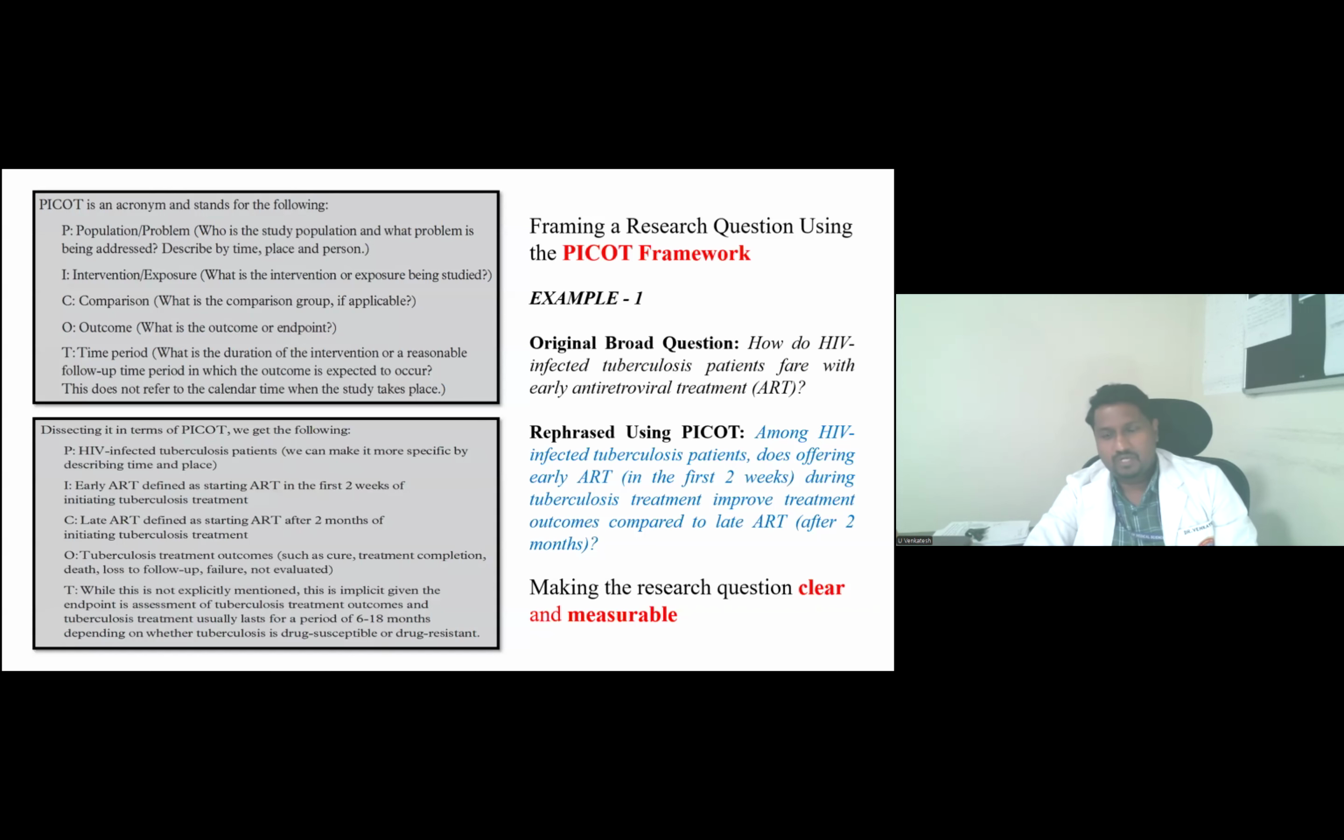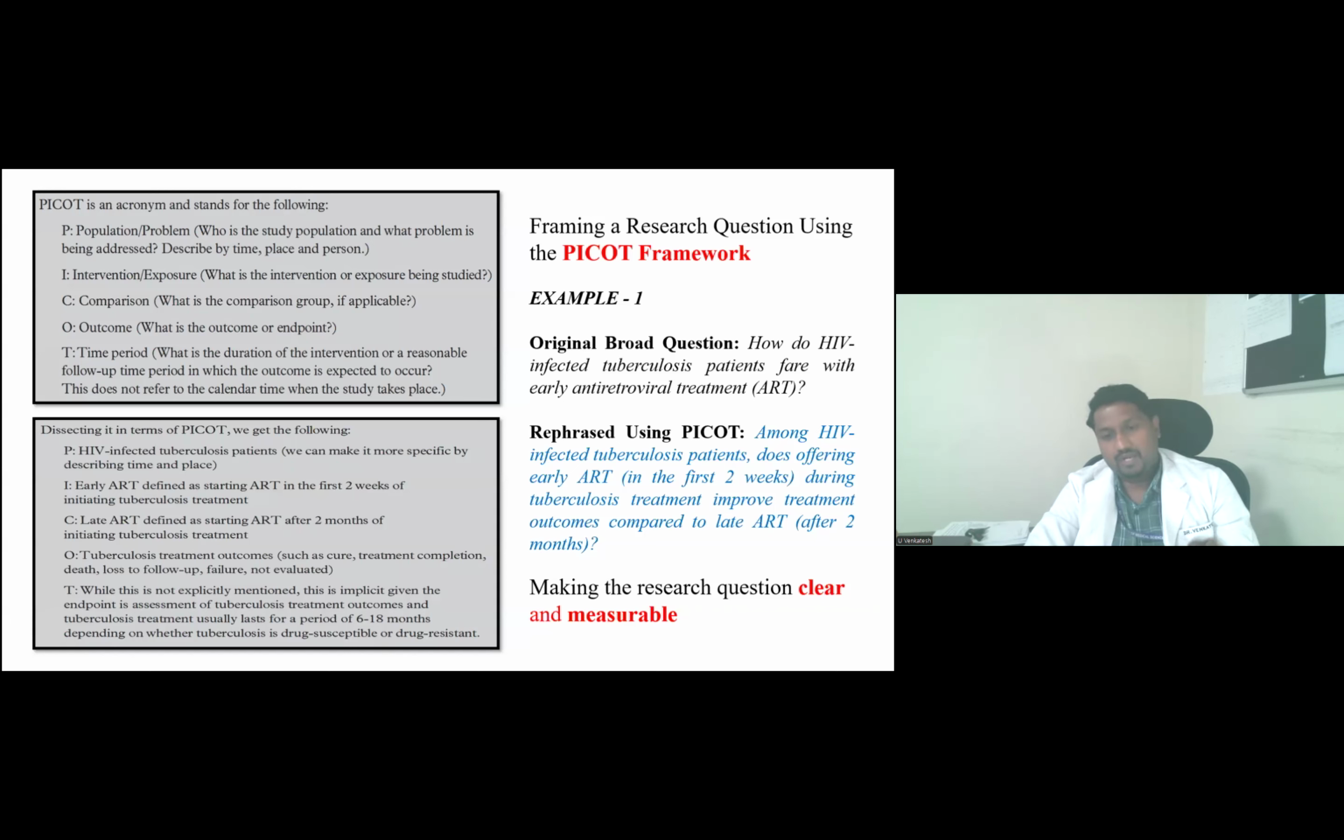Let's take an example. Suppose this is the research question: How do HIV infected tuberculosis patients fare with early antiretroviral treatment? So if you use the PICOT format, then just write down this. The P here is the HIV infected tuberculosis patients. I is the early ART. We have to also define what we mean by early ART. Here they have defined early ART as within the first 2 weeks of initiating the tuberculosis treatment.